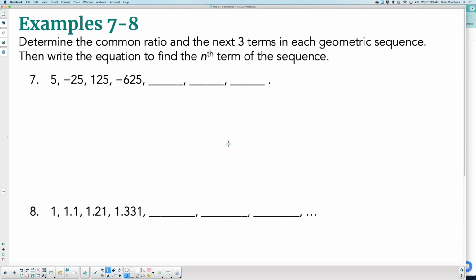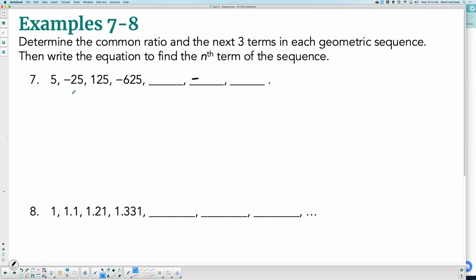Let's see example 7. What's the pattern here? I have 5, then a negative 25, then a positive 125, then a negative 625. What's happening with the positives and the negatives? They're mixed. So it's going positive, negative, positive, negative. What's the next one to be? Positive and then negative. So this will be a negative. I'll go ahead and put the negative there.